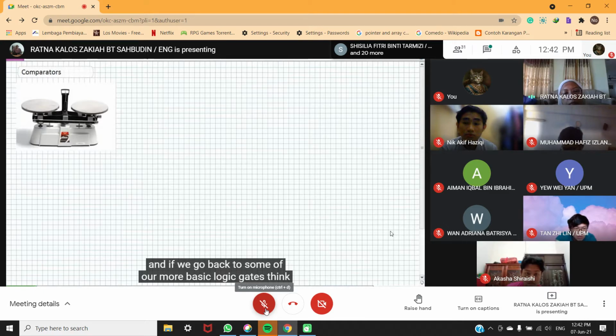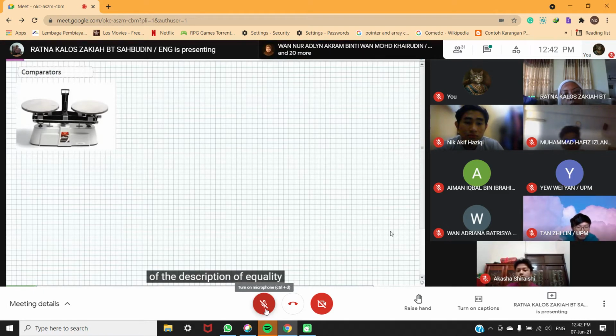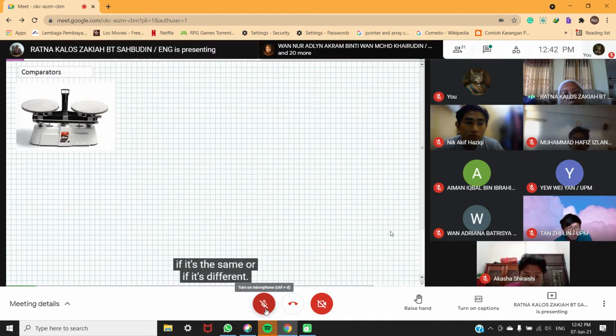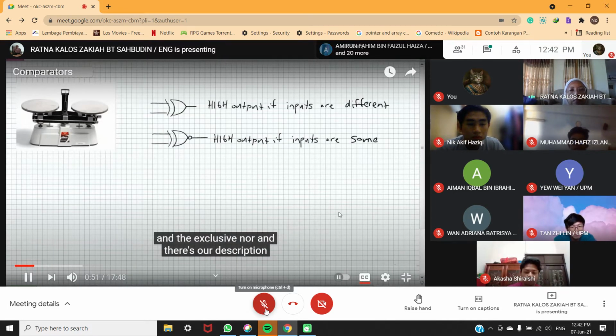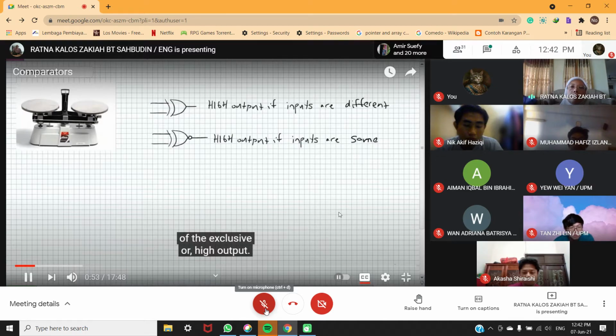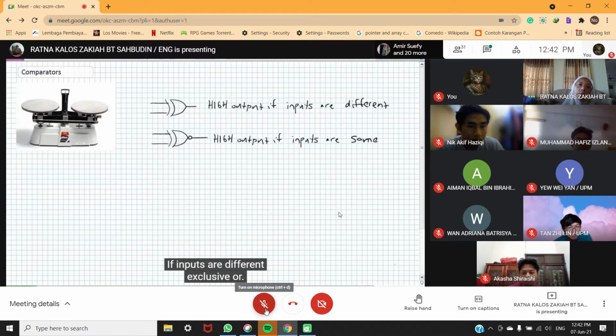And if we go back to some of our more basic logic gates, think of the description of equality, if it's the same or if it's different. Think about those logic gates. Which logic gates test if something's same or different? Those two gates are the exclusive OR and the exclusive NOR. There's our description of the exclusive OR: high output if inputs are different. Exclusive NOR: high output if inputs are the same.